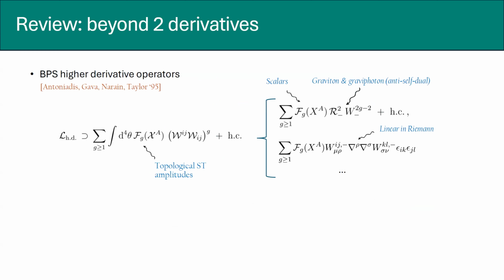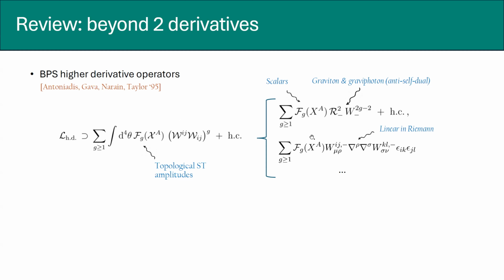Something you may not be so familiar with is the fact that beyond the two-derivative theory, this framework admits an infinite tower of BPS operators, which are higher-order derivatives. On the left-hand side, you can see the superspace representation, and on the right-hand side, we are just unpacking them, showing the components of the superfields.